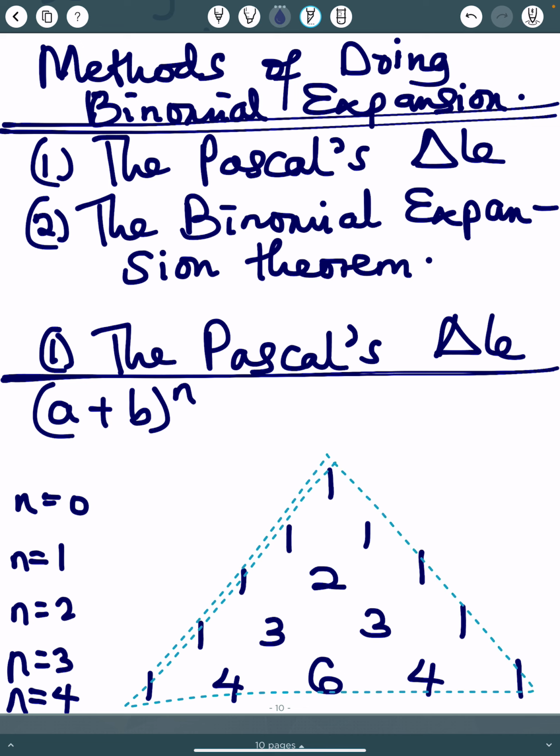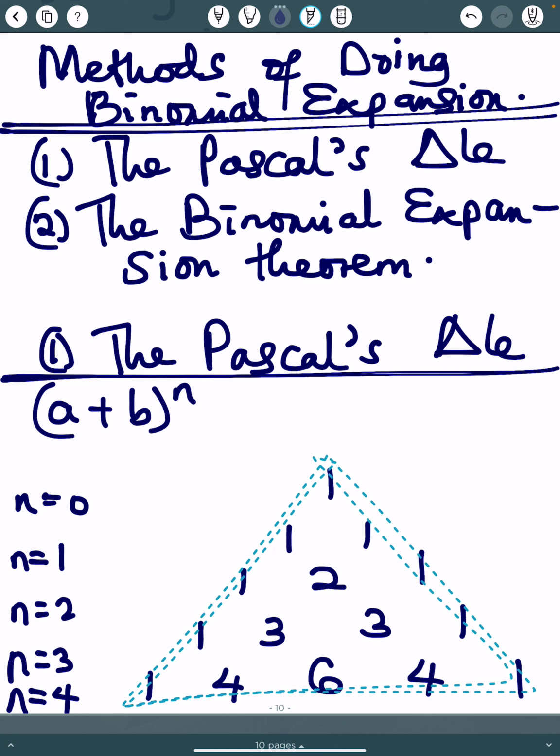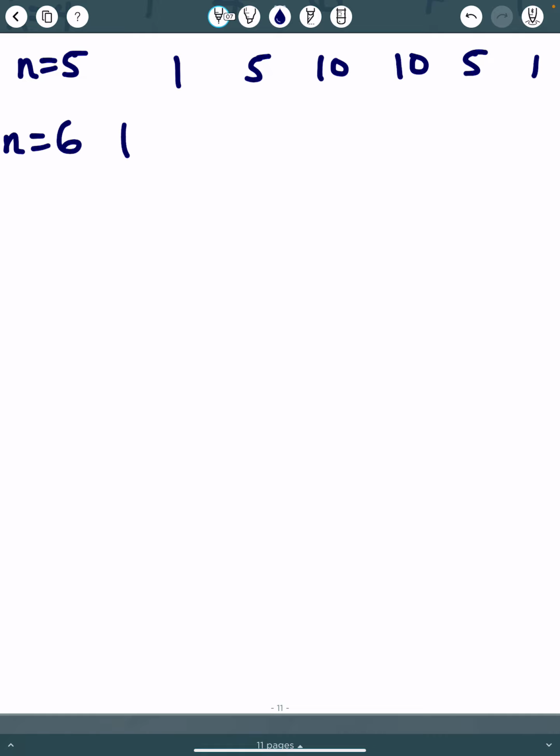So for 5 now, when n is 5, your coefficients will be 1, 5, 10, 10, 5, 1. Let me give it more space. When n is 6, my coefficients will be 1, 6, 15. Notice I'm adding the two upper numbers and I'm writing the answers between them in their middle on the next row. 15, 20, 15, 6, 1.